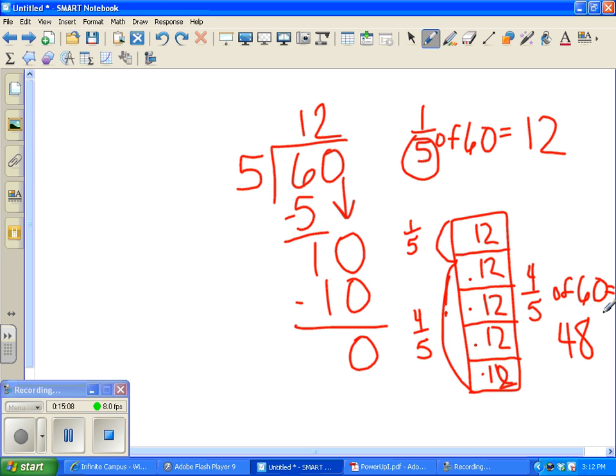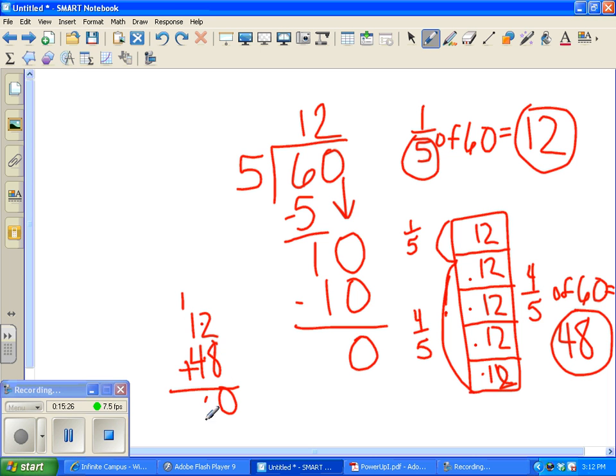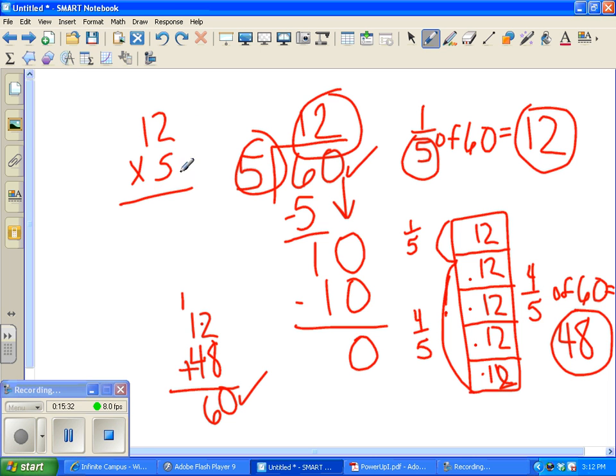How do I know I'm right? We could add the 1/5 and the 4/5 together. We could add 12 and 48, and look what we'll get. 8 plus 2 is 10. 4, 5, 6. That's one way to check. The other way is to do 12 times 5. 5 times 2 is 10. 5 times 1 is 5 plus 1 is 6. Check again. We're correct.